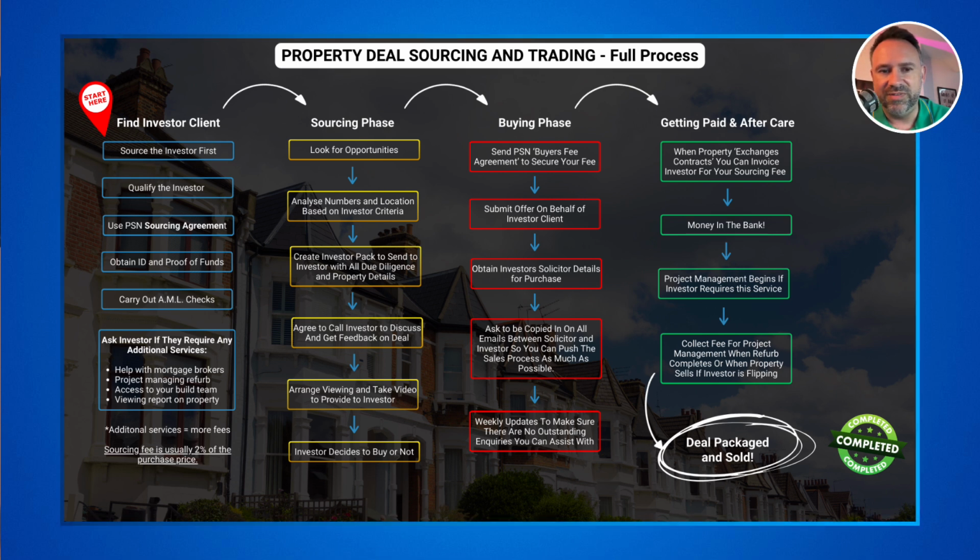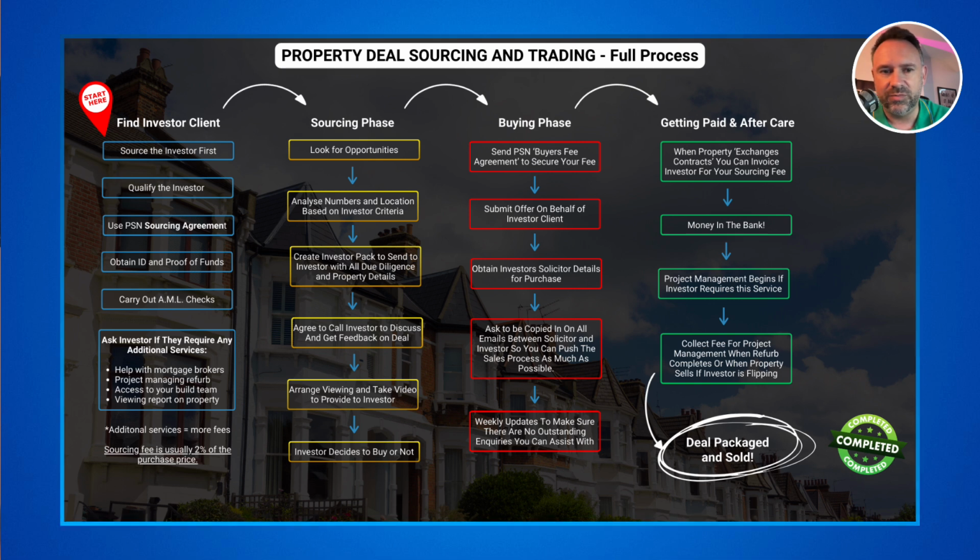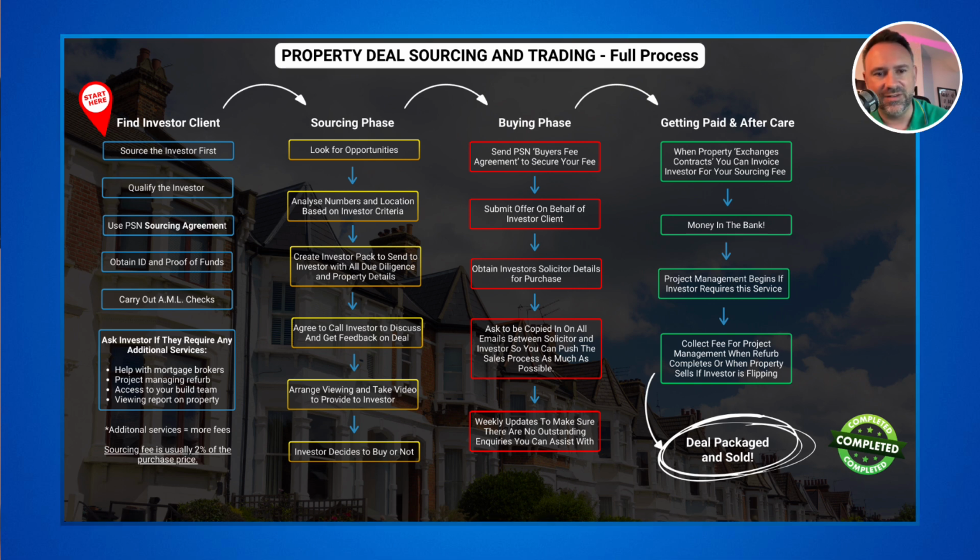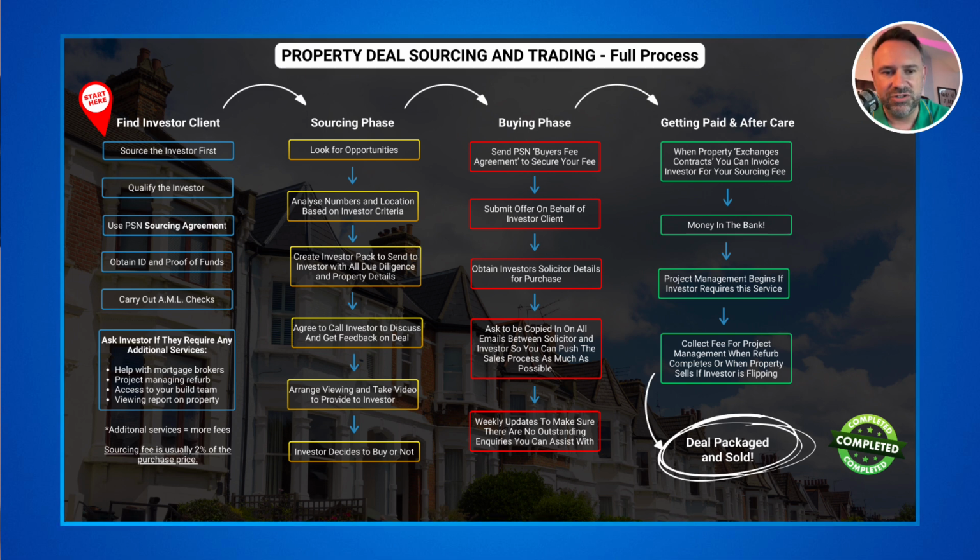Then what we've got is obtain the ID and the proof of funds. Obviously, that is part of your AML checks, know your customer checks, KYC. Then we're going to carry out the AML checks, the anti-money laundering checks, as per the training.